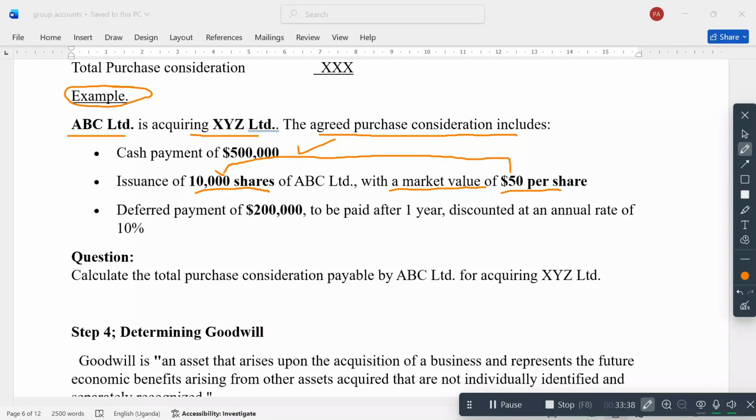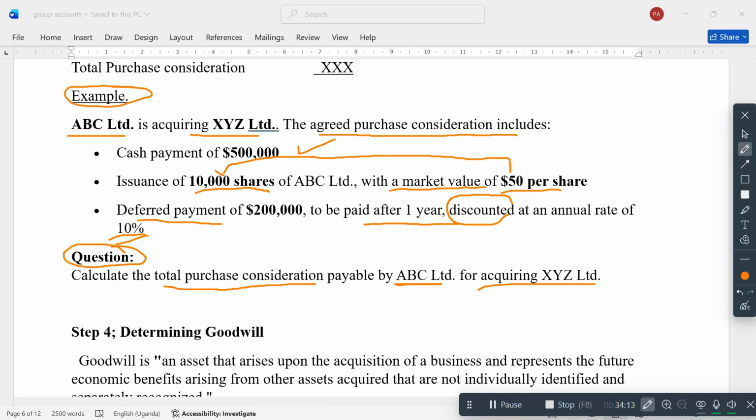Then there is a deferred payment to be paid after 1 year. And I told you they have to give the discount rate. The discount rate given here is 10%. Now, they're asking you to calculate the total purchase consideration paid by this company to acquire shares in X, Y, and Z. Remember, I have already told you they will not ask you this directly, but it will be part of what you are supposed to do.